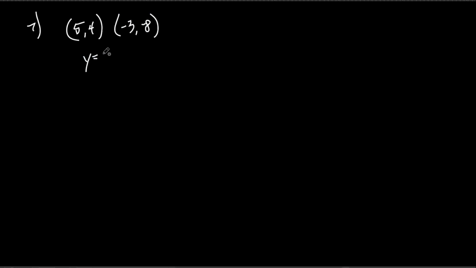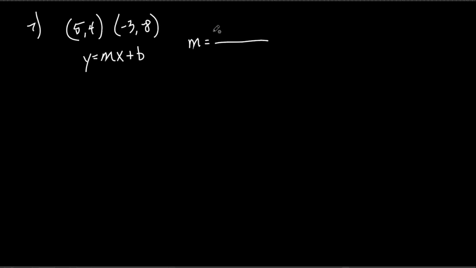Again, I would write this down, y equals mx plus b, because you want to look at it, you want to see what can I put in for this. Well, I'm going to put a 5 in for the x and a 4 in for the y, but then I got to find the slope. So let's do that first. Let's find the slope first.